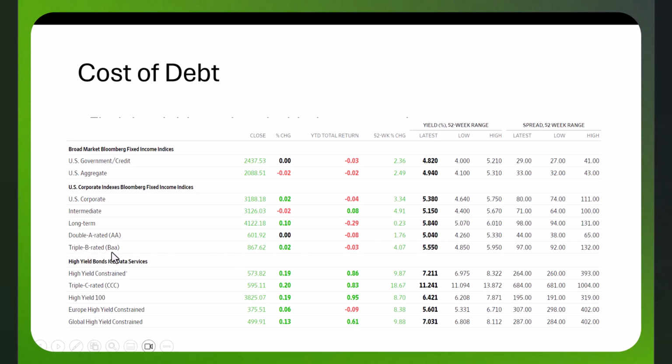Triple B or BAA, depending on which rating agency you're using. They use sort of different notation, 5.50%. Okay, down here to triple C rated is 11.241%. Okay, triple C is a quite low rated bond and perhaps even in default, so it has a very high yield. So this is an easy way to do it.